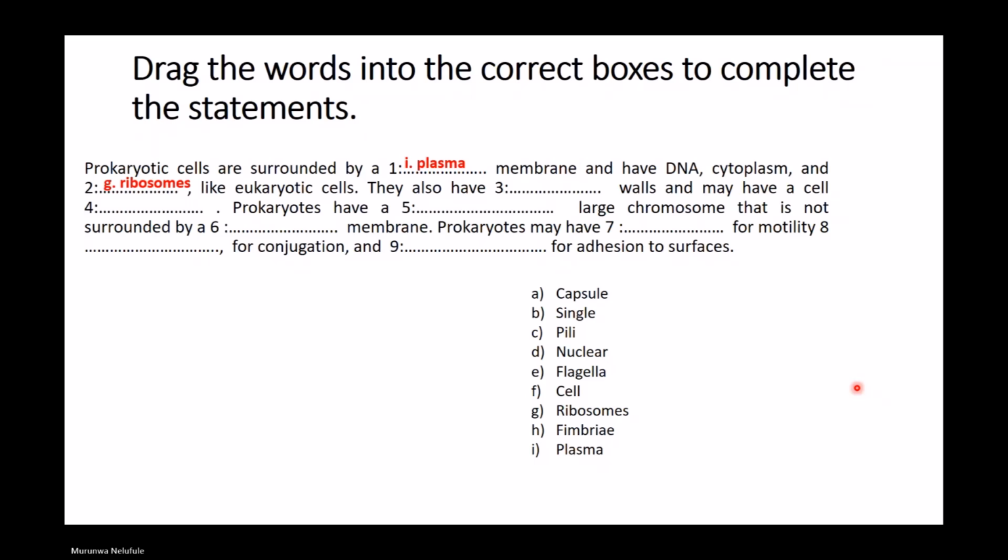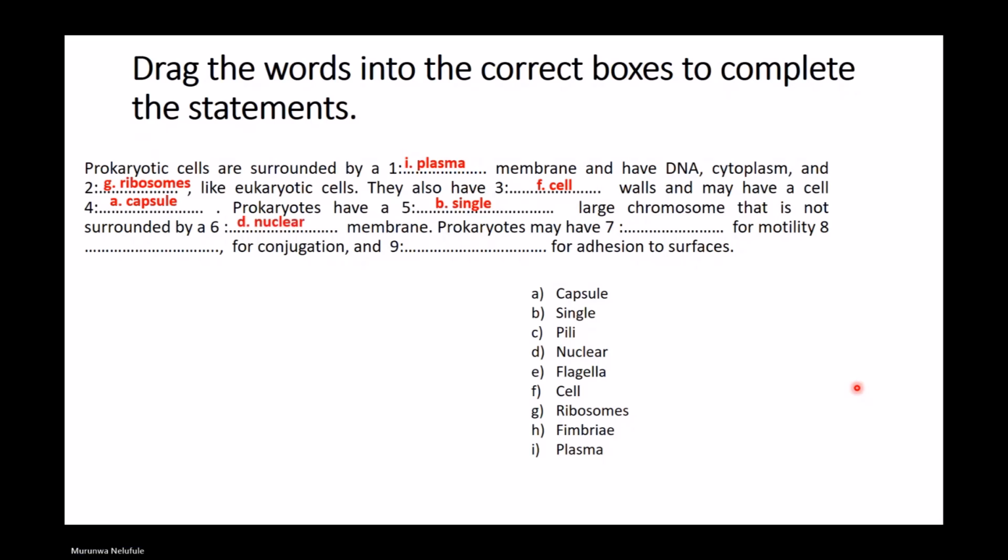Oh, I must finish the whole thing. Yeah, if you can. We'll see if you're wrong. Okay. They also have cell walls. Let's see. You're correct. And may also have cell capsules. Capsule. So number 4 is capsules. Yes. Capsule. Let's see. Geez, you're correct. Prokaryotes have a single large chromosome that is not surrounded by a nuclear membrane. Correct.